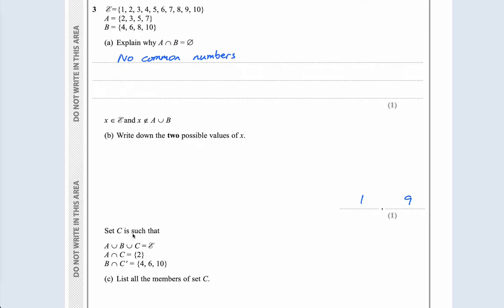Okay, next one. Let's see. Set C is such that A union B union C is this. Okay, so C completes all of these numbers. So 1 and 9 will be in C.